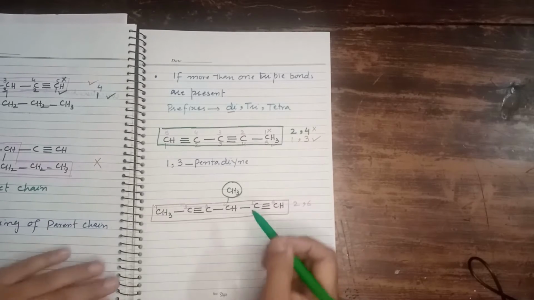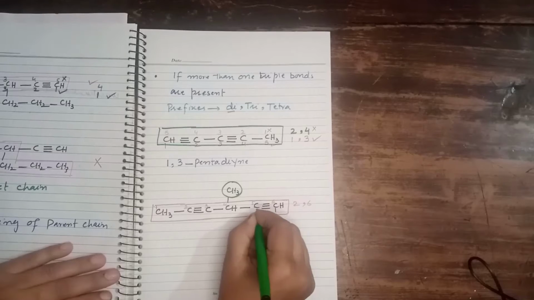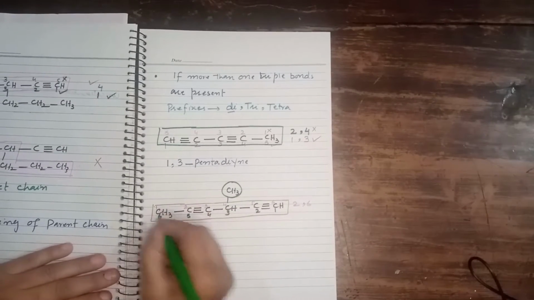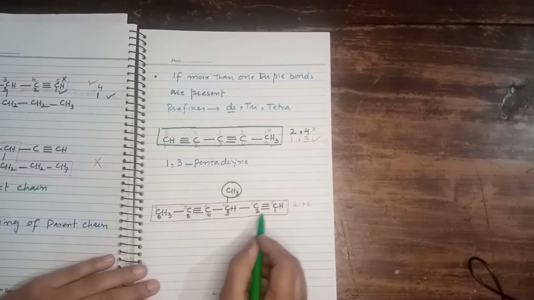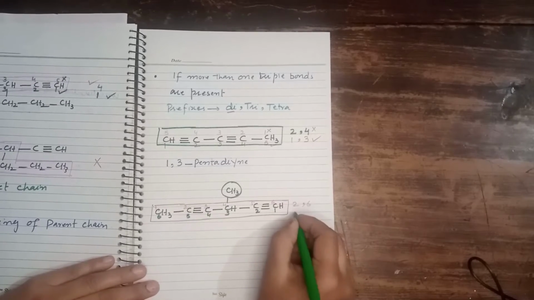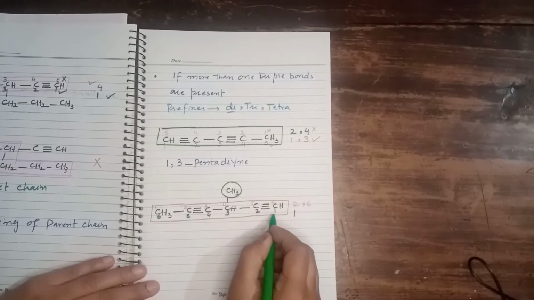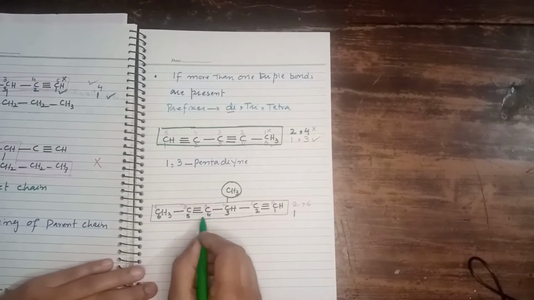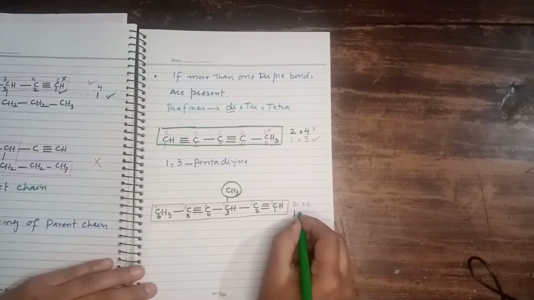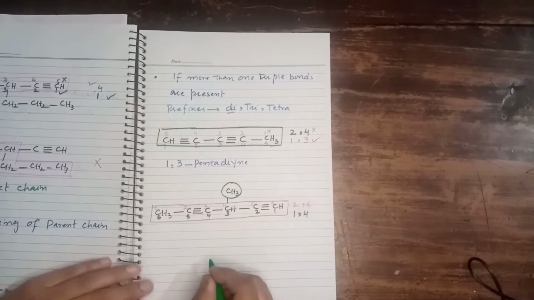Now do the numbering from right hand side. 1, 2, 3, 4, 5, 6. If we do the numbering from right hand side, the first triple bond is present between carbon number 1 and carbon number 2, right? And the second triple bond is present between carbon number 4 and carbon number 5. So we write the position of the second triple bond.